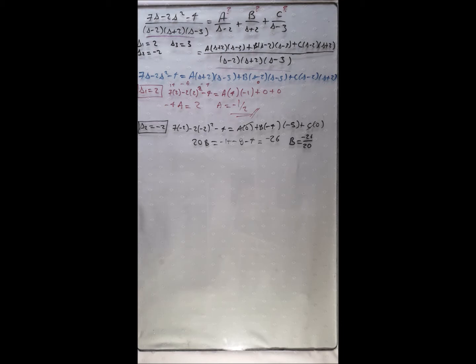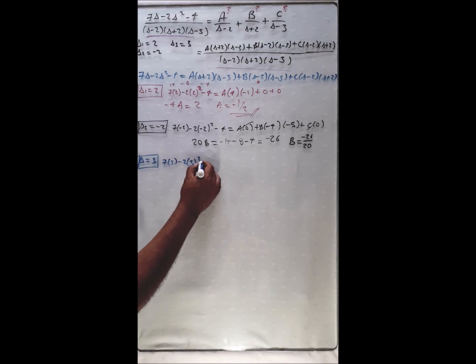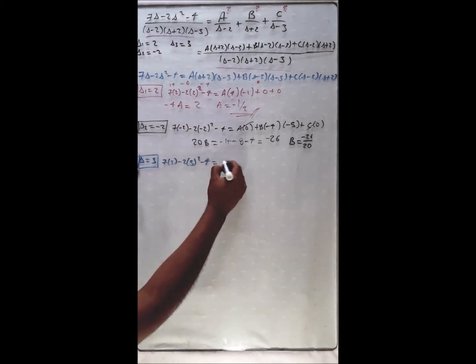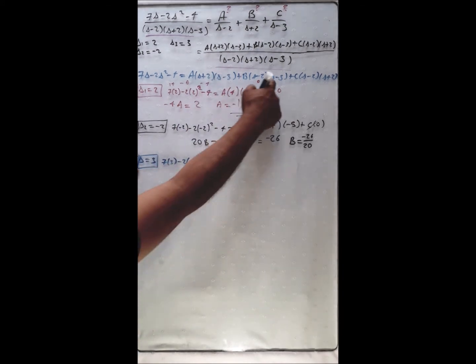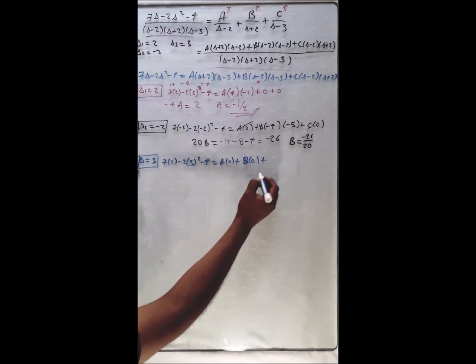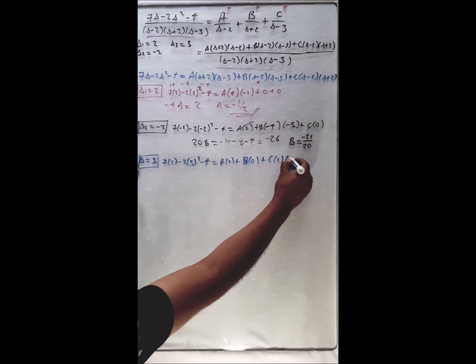Okay, now, what if you happen to use the third root, s equal to 3? S equal to 3, so what happens? 7 times 3 minus 2 times 3 squared minus 4 equal to... what happens here if you use s equal to 3, so this becomes 0, a times 0, this becomes 0, b times 0, plus the value of c, 3 minus 2, 1, and 3 plus 2, 5.